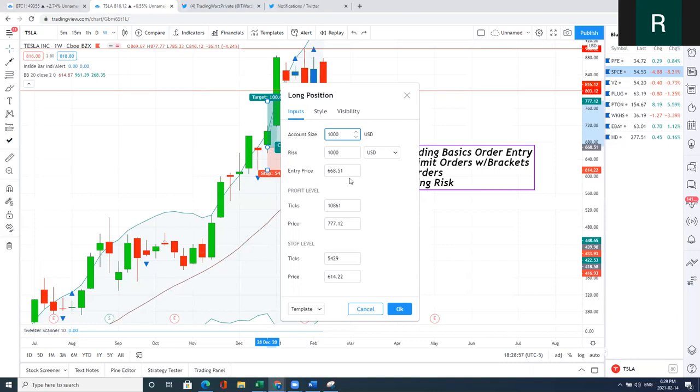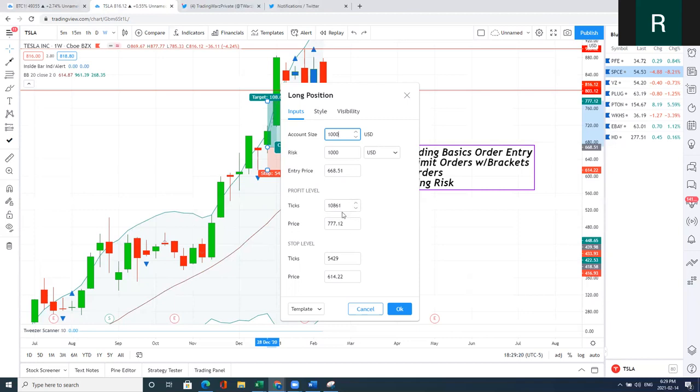All right. So what we're going to do is we're going to say, okay, buy stop limit. We covered that. And then we're going to have stop. Stop is going to be a separate order that's attached. And that's going to be 614.22. So what that means is when we get filled, our stop loss becomes active. So if the stock turns around and hits 614.22, we're going to stop out and we're going to lose $1,000.